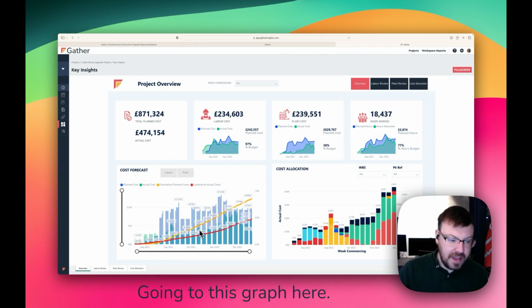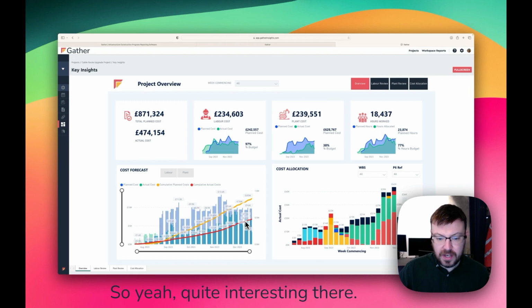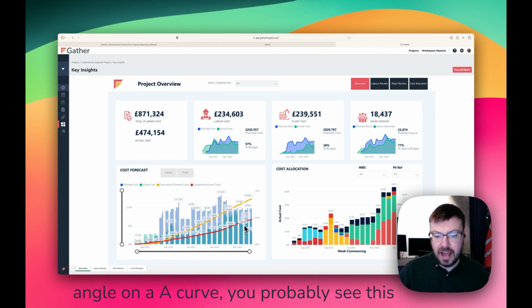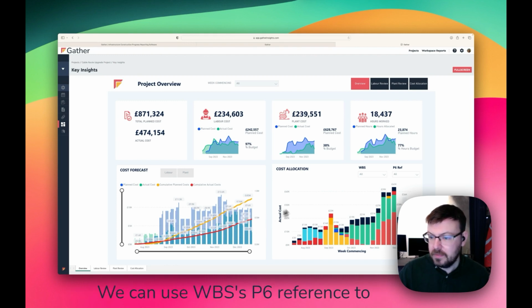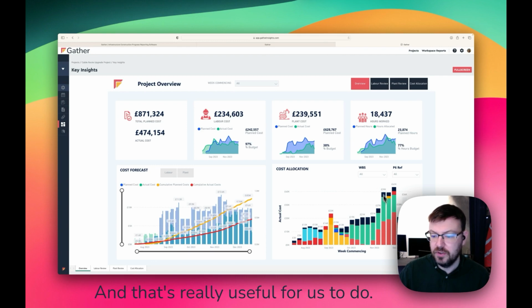Going to this graph here, we can start to see the yellow line is our cumulative plan costs, and then our cumulative actual costs. Quite interesting there. You might think, oh, we're under budget, but commonly when you see this sort of angle on a curve, you probably see this project's going a lot longer, but you need to dig into it and start to see those spends. We can use the WBS's P6 reference to understand cost allocation by package, and that's really useful. We can start to see where we're spending our money.